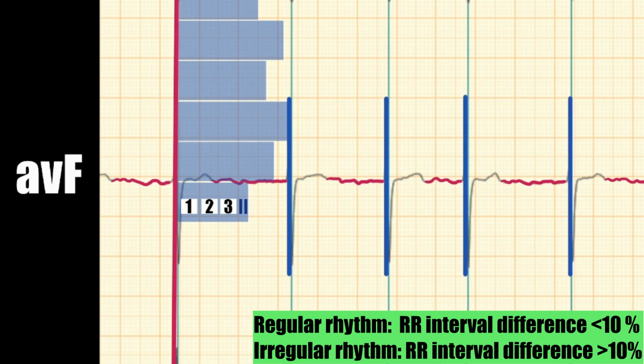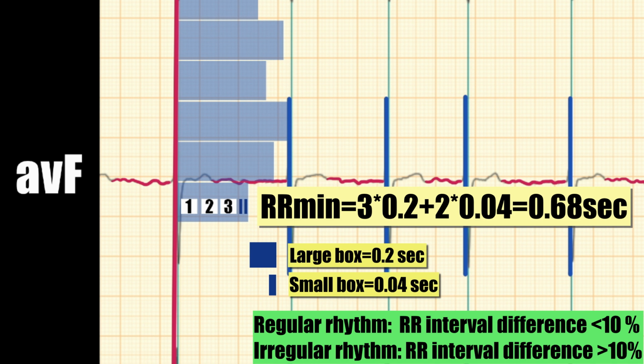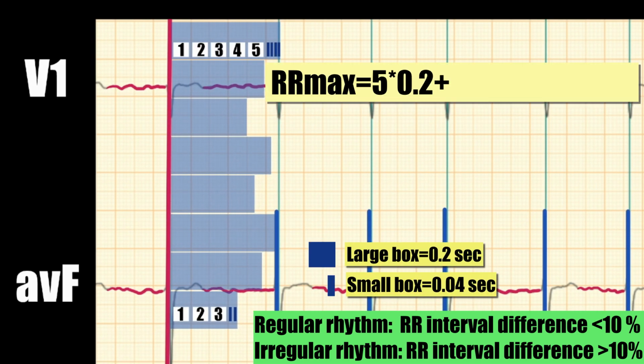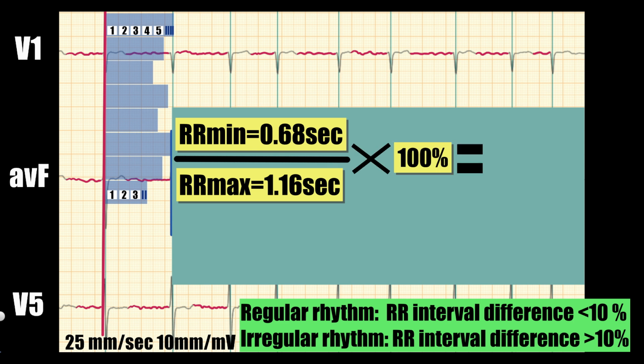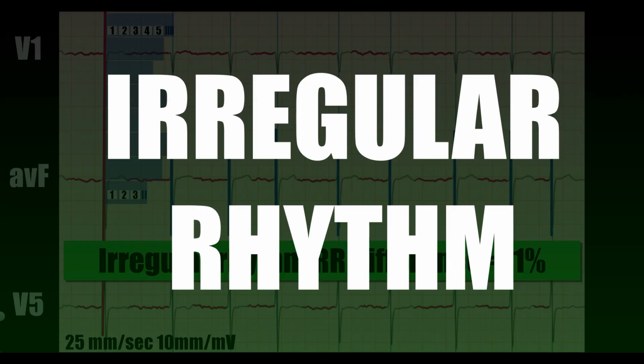For this we need to take the smallest RR interval, calculate it in seconds. After, take the largest RR interval and also calculate it in seconds. Now divide smaller RR by larger RR and multiply by 100. So the RR difference is equal to 41%, which is much more than 10%. So our rhythm is irregular.